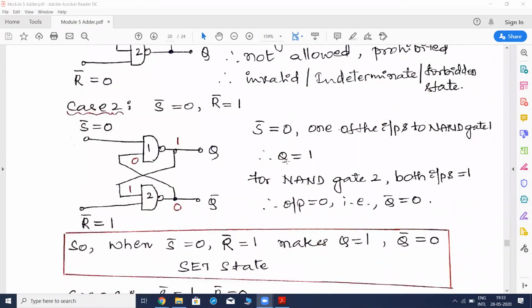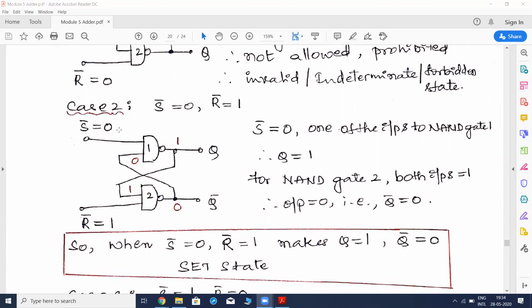Right? Okay, now let us move on to the next case. In this case, we take S bar equal to 0 and R bar equal to 1. So here S bar is 0 and R bar is 1. Now, as I told, we have to start the analysis where 0 is present, because according to the NAND gate, when any one of the inputs is 0, it will make the output 1. So we have to start the analysis from the first NAND gate.